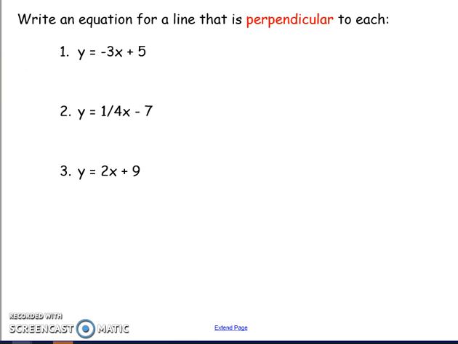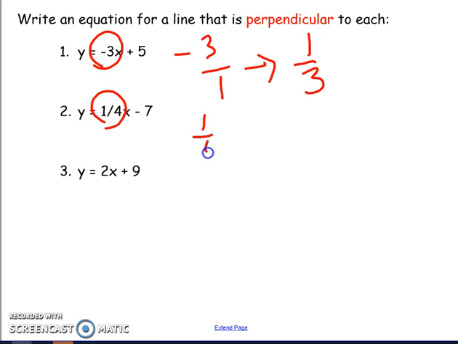All right, so if we do that same thing with perpendiculars, we take our slope, so -3, and we need to make that a fraction, so -3/1. To be perpendicular, we're going to flip it upside down. So we're going to change to 1/3, and our original slope was negative, so our new slope is positive. If we look at number 2, our slope is 1/4, and that means our new slope is going to be flipped upside down, so that would be 4, and then we go from positive to negative.